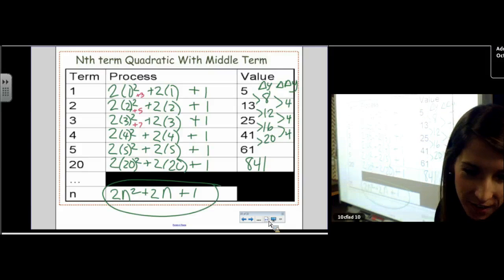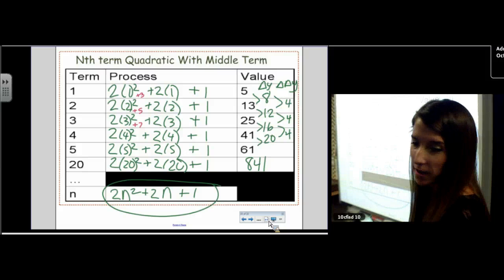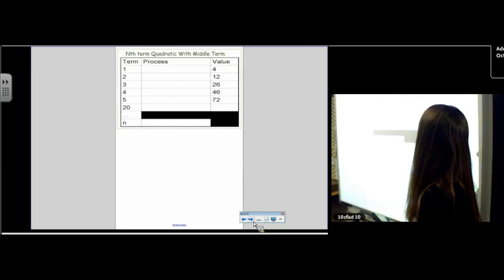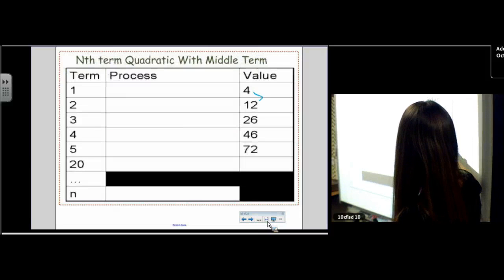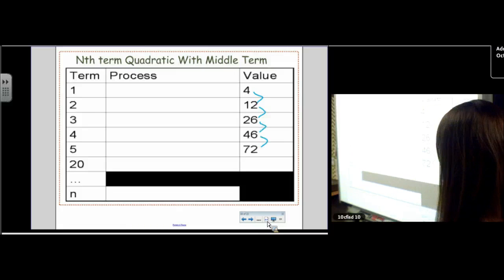Whoa, that was a lot of zeros. Okay, 841. Very good. All right, let's try another one. Same way we start off every time.